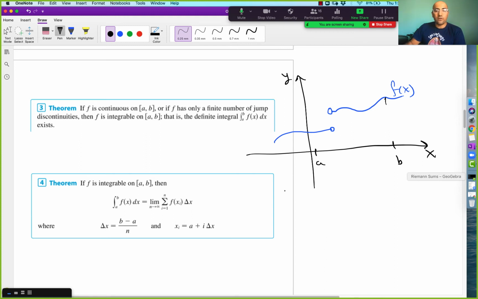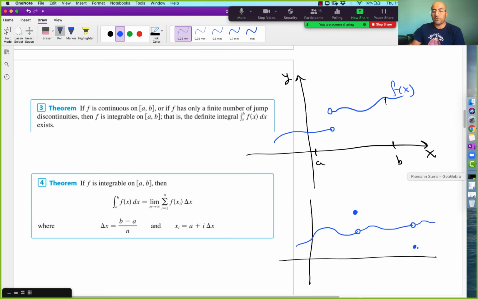A jump discontinuity can also look like this, where we just have like a little hole that pops up. So let's say we have this, and then at that little hole the function was actually up here. And maybe we have another one. Maybe this one goes like that, and at this little hole, the function actually goes down here. Okay, so this is saying as long as we have a finite number of them, as long as we don't go crazy and go out to an infinite number of little jump discontinuities, then everything should be fine, right? So if the function is continuous almost everywhere except for a finite number of jump discontinuities, then f is integrable on a to b, and so this integral will exist.